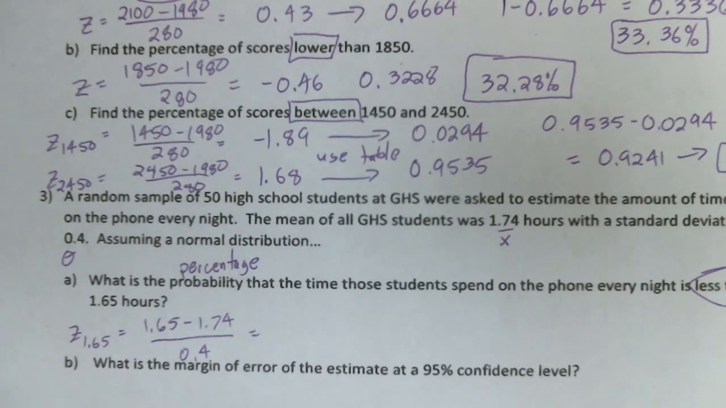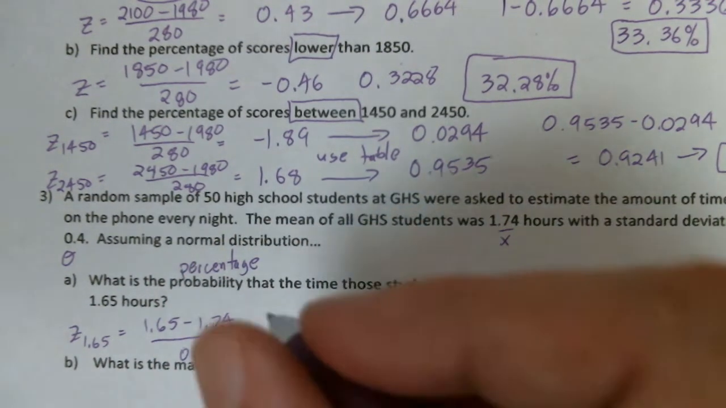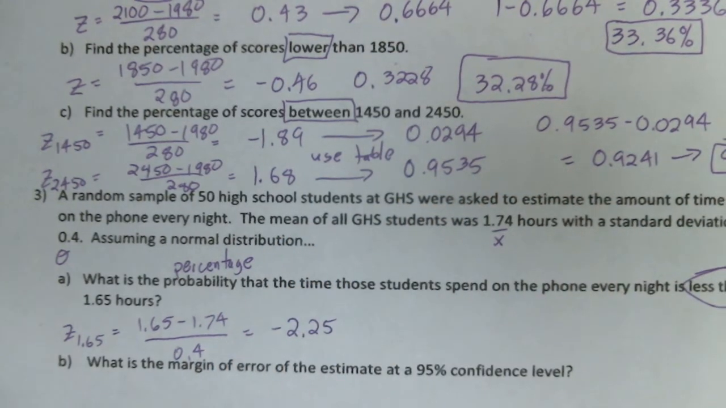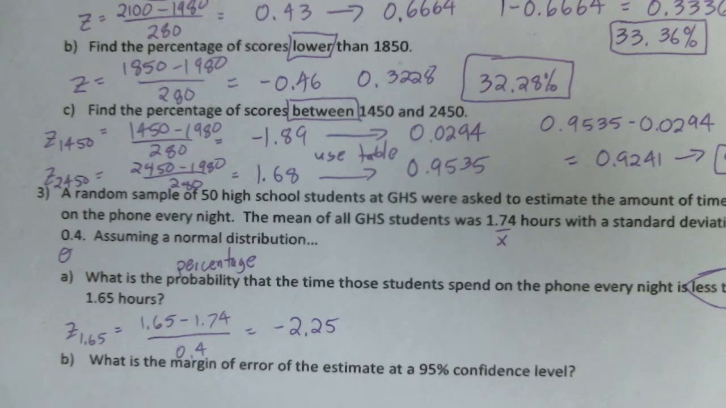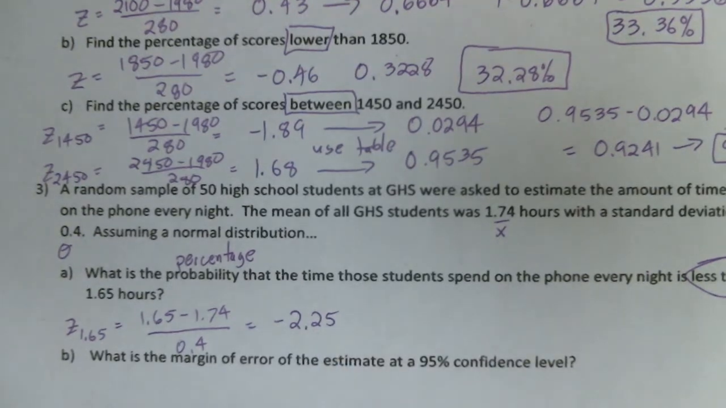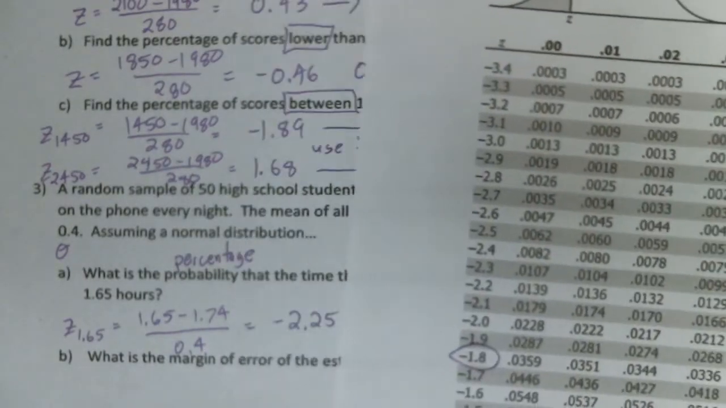Okay, type all that in your calculator, and you get -2.25, which is kind of what I was anticipating. So we're pretty far off to the left of the curve. Now I've got to take this and go find our percentage. That's a negative, so I'm going to go to the negative on the table.